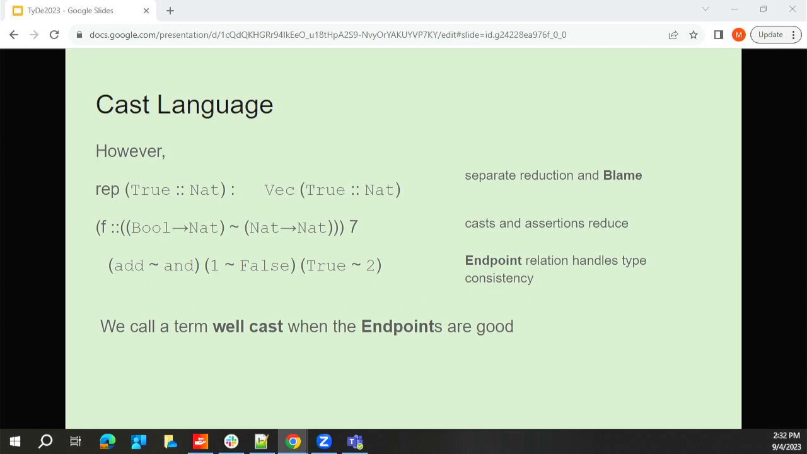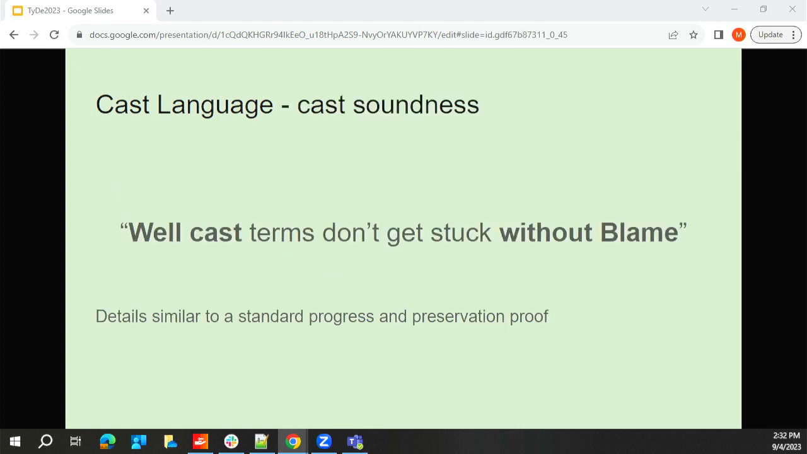We've extended our terminology for this. Instead of saying well typed, we'll say well cast, and we'll say things are well cast when the endpoints are good. That leads us to our top-level theorem, which instead of type soundness, we call cast soundness. Instead of well-typed terms not going wrong or getting stuck, we say well-cast terms don't get stuck without blame. The proof goes along similarly to the progress and preservation proof of type soundness.